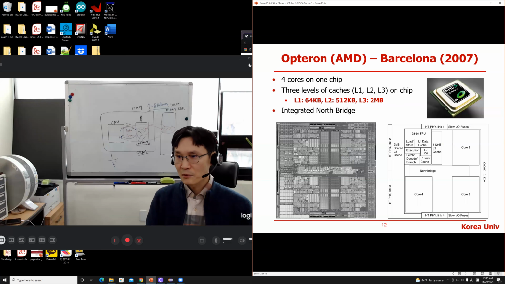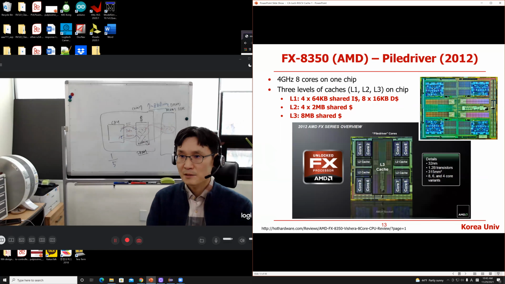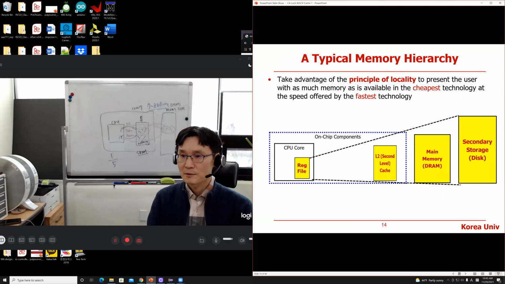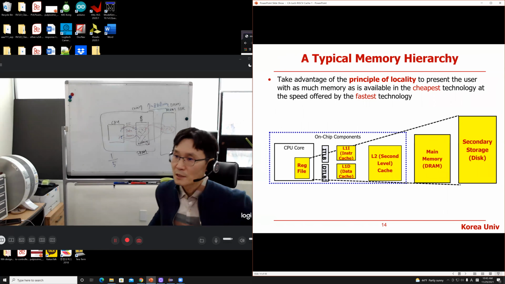Same message. So let's skip this. AMD processor Barcelona introduced in 2007. Similar configuration, 4 CPUs, similar cache levels. Let's skip this. Okay, this one is important.